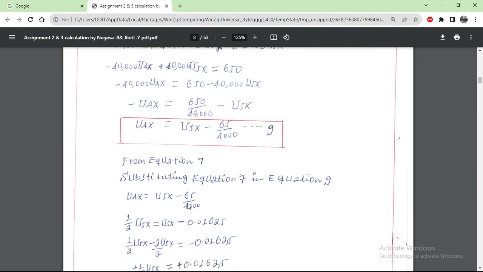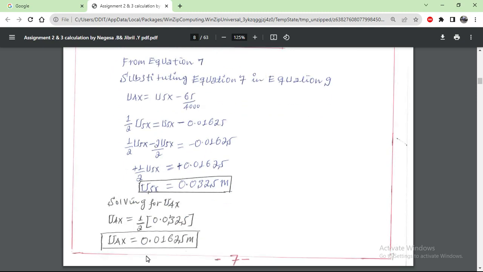This one is equation 7, half of u5x. Equation 4 gives u5x minus 600 is this one. When we divide this one by this one, we get this one. Then half of u5x equal to u5x minus this result divided by 2, multiplied by 2.